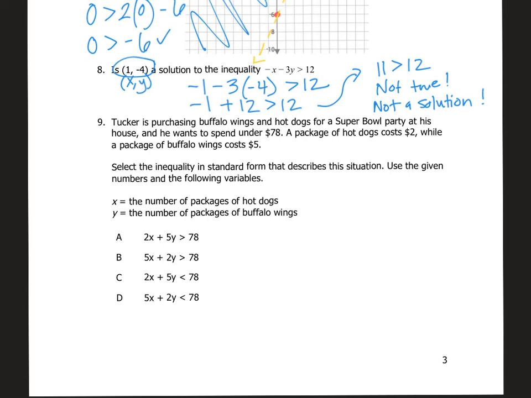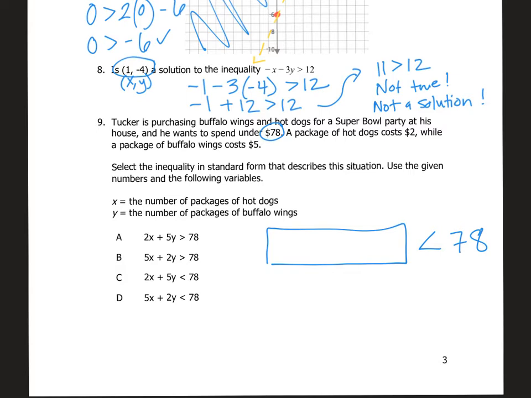Okay, so for number 9, we have an inequality word problem. So we need to do some translating. Tucker is purchasing buffalo wings and hot dogs for a Super Bowl party at his house, and he wants to spend under $78. So that means that on this side over here, whatever is over there needs to be less than $78.